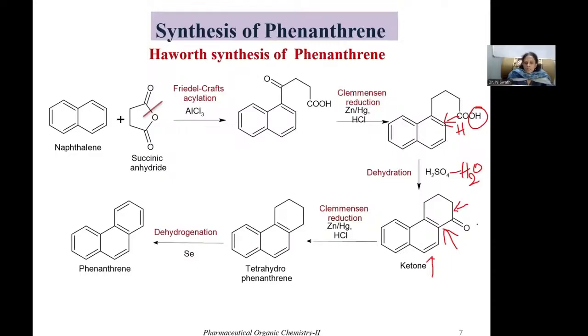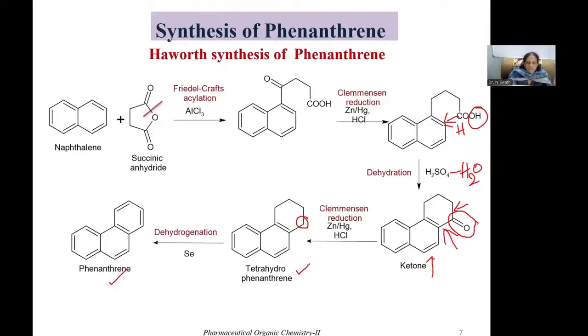Now, in order to get the final structure of phenanthrene, even this carbonyl group has to be removed. So, to convert this carbonyl group to a CH2 group, Clemmensen reduction will be performed here in the presence of zinc amalgam and hydrochloric acid. That is how we will get tetrahydrophenanthrene.